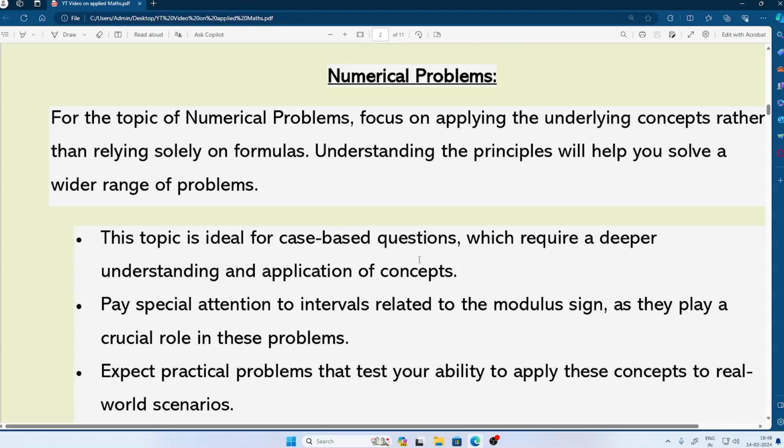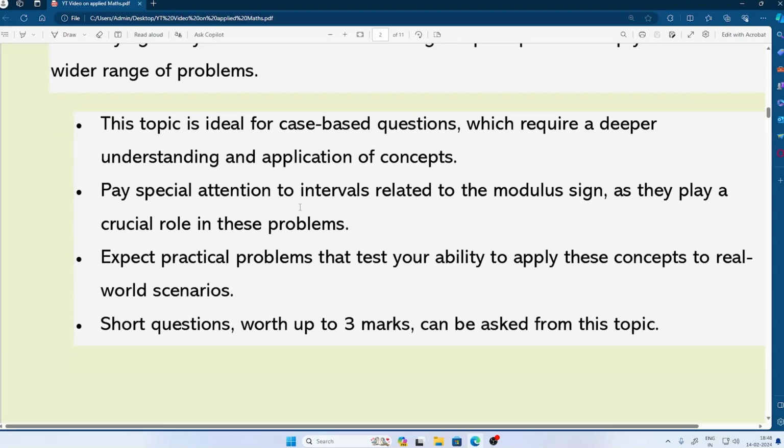This topic is ideal for case based questions. Which one? These numerical problems, which require a deeper understanding and application of concepts. Pay special attention to intervals related to modular sign. This I told you earlier also, as they play a crucial role in these problems. Expect practical problems that test your ability to apply these concepts to real world scenarios.